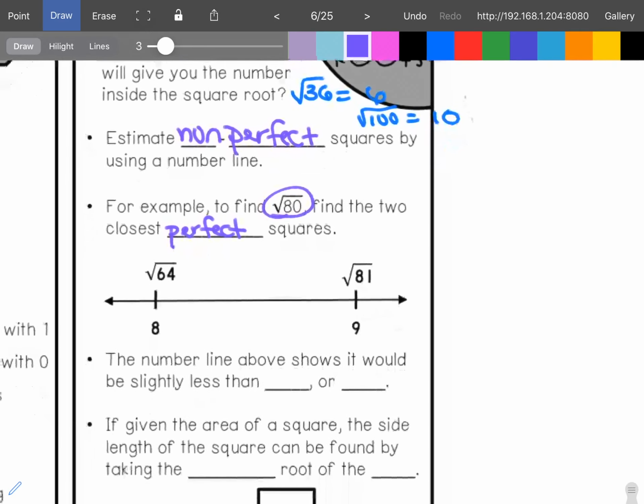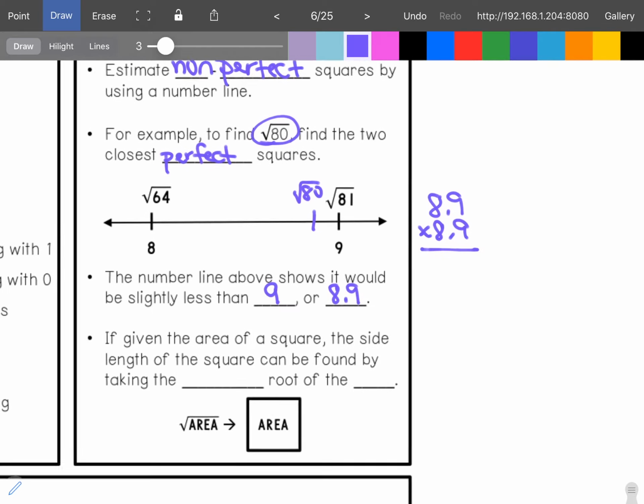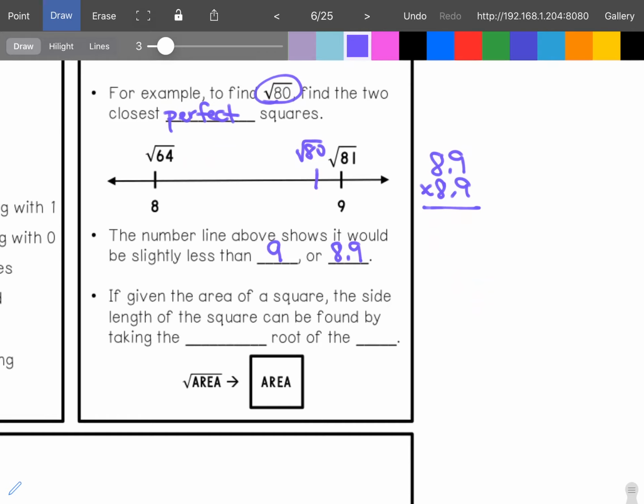And so the number line above shows that it would be a little bit less than 9. Right here should be the square root of 80, right there. And so we could say that it's a little less than 9, so it's probably about 8.9. Now, if you wanted to double check that, you could do 8.9 multiplied by 8.9 and see what it comes out to, and it should be really, really close to 81.